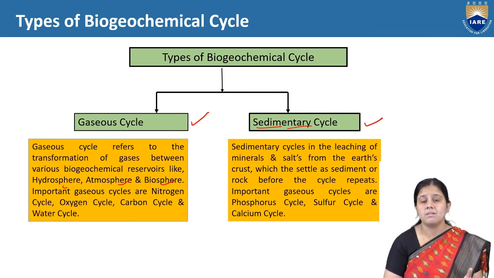With the help of some bacteria and some algae, by the process of leaching, they make these phosphorus and calcium available into the atmosphere, and these chemicals will be used by the biotic components of the ecosystem.